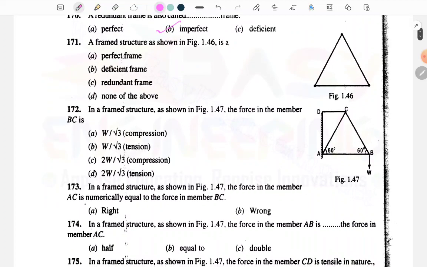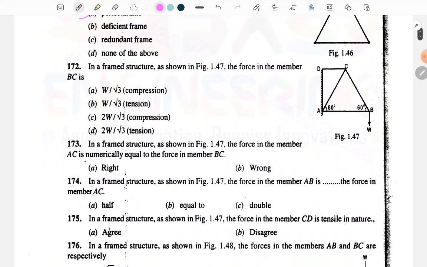A frame structure is shown in the figure. It looks like an equilateral triangle, so it is a perfect frame. They are asking for the force in the member BC. You can apply Lami's theorem and get that answer. If you need, I can do it. Here you can see this is 60 degrees and this is W. So here you need BC.